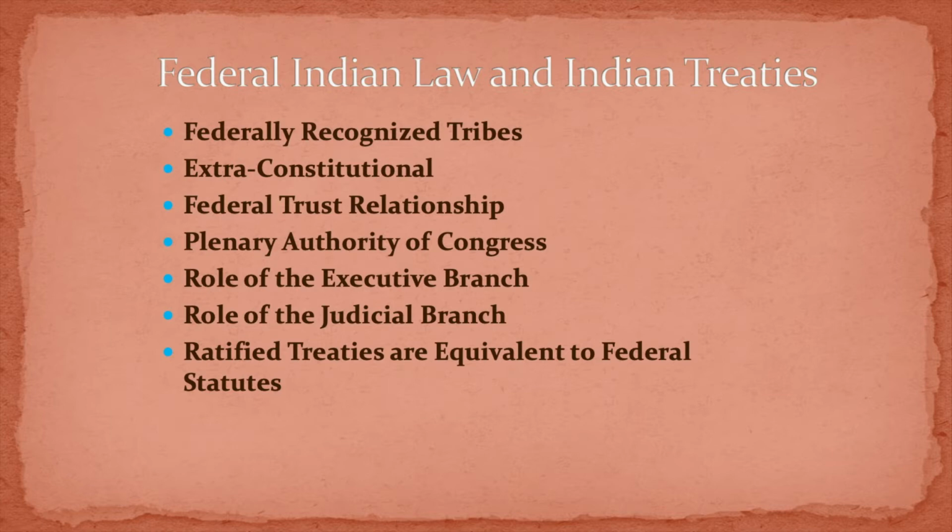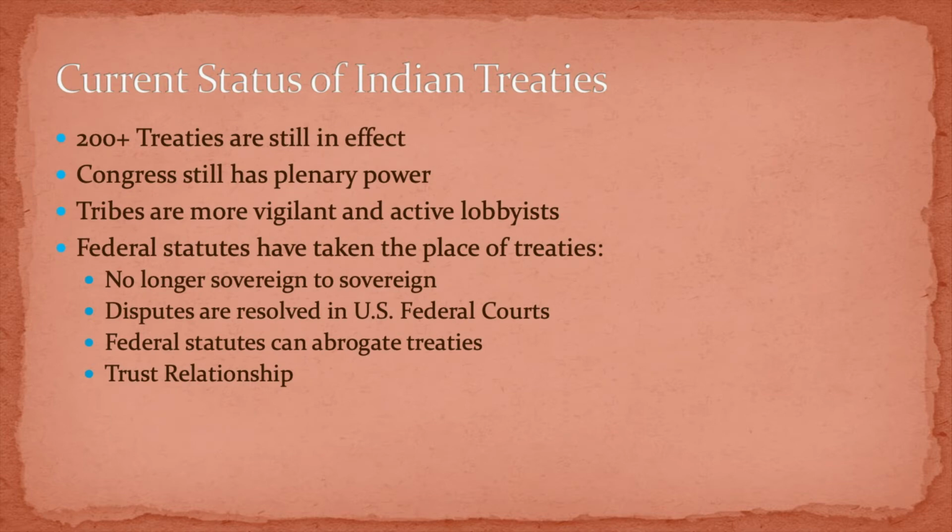Even with all of these complexities, tribes still make sure that their treaty rights are enforced. With over 200 treaties still in effect, even though Congress still has plenary authority, tribes today are more vigilant in the protection of the rights that they still have and are active lobbyists to make sure that they retain any sovereign authority that they have and will extend it when possible.